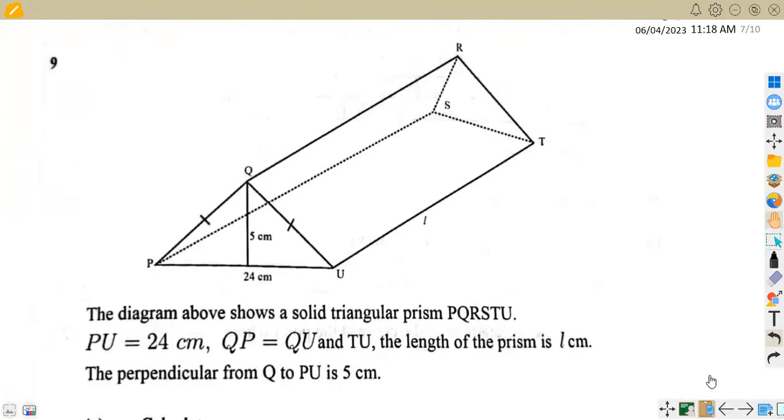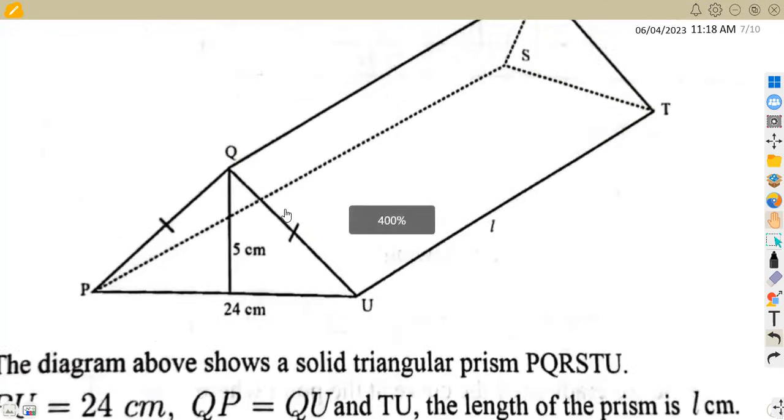All right. Then question number 9, we were given a solid triangular prism. We have got the dimensions: P to U is 24, Q to U and Q to P are the same, and TU. The length of the prism is L, from T to U. That's our length of the prism.